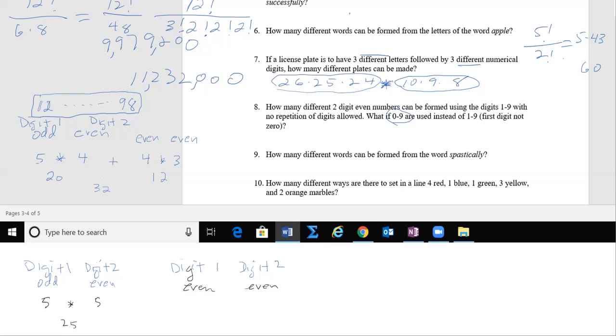Over here, we start with an even. Well, we included that 0, but you can't start a 2-digit number with a 0. So you still only have 4 digits to work with.